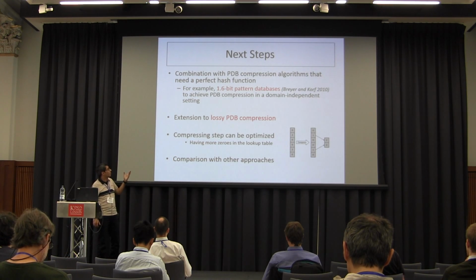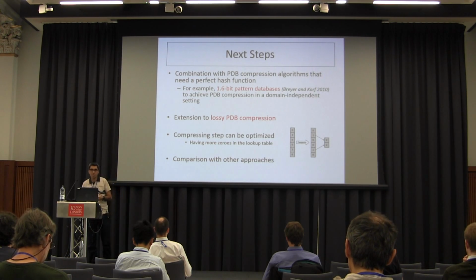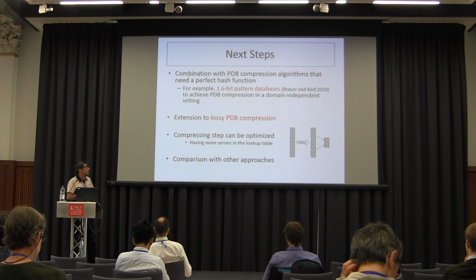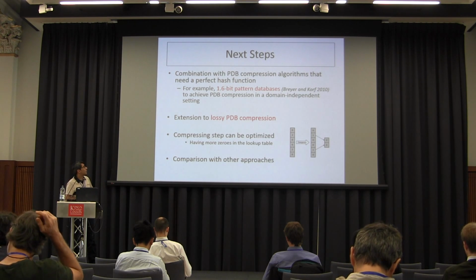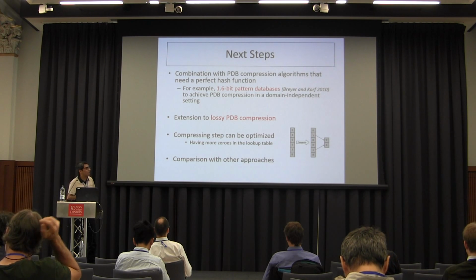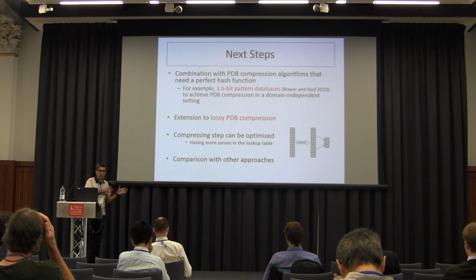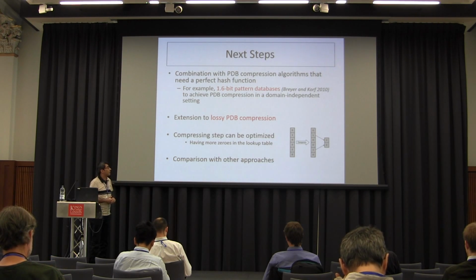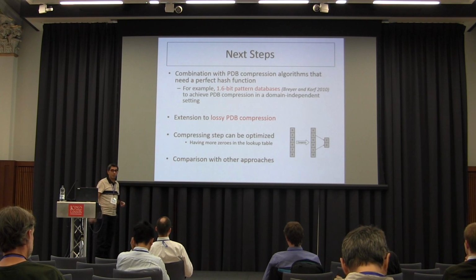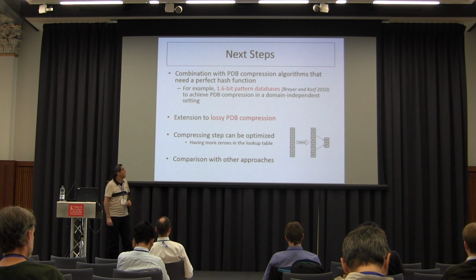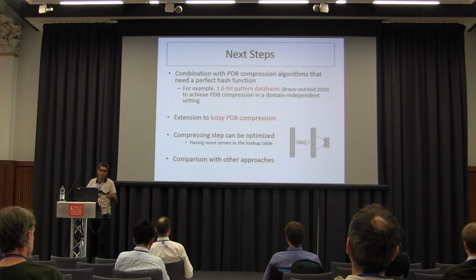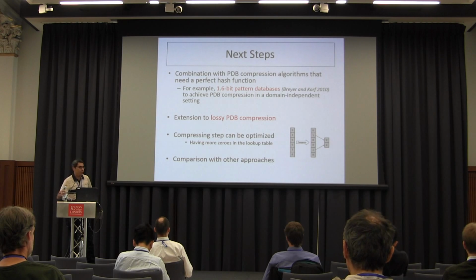For example, how this can be combined with other PDB compression schemes that require a perfect hash function as part of the scheme. For example, in some databases they assume some kind of perfect hash function exists, but they use some kind of domain-dependent perfect hash function. But now we can transfer this to a domain-independent setting. And also, I'm interested to see how this can be adjusted to the dust compression algorithm.